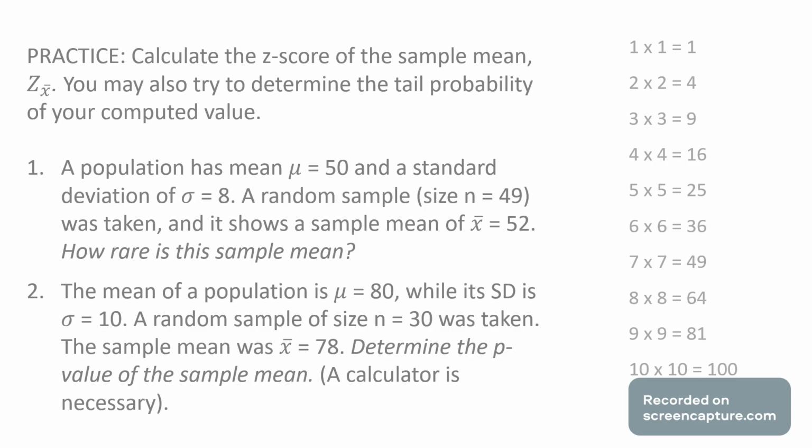Now, for our practice, calculate the z-score of the sample mean. Afterwards, determine the tail probability or p-value of the computed statistic. Remember to choose and shade the smaller probability. A calculator may help you, especially in the second problem. In finding the p-value, you will need to use the app to give the area to the left or right, depending which is smaller between the two.